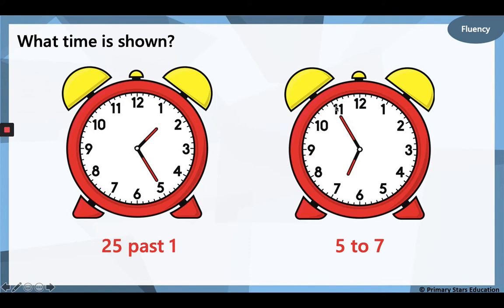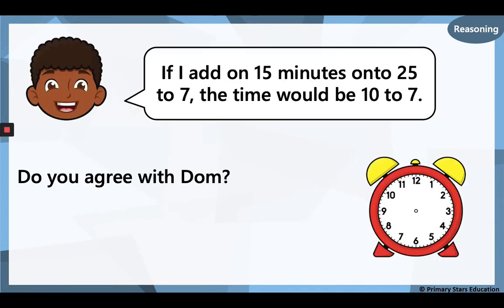So we know it's 0, we go 5. There's 5 minutes left until the next hour. It's 5 to, and it's going towards the 7. 5 to 7. Well done if you've got those right. Okay, a reasoning question now.